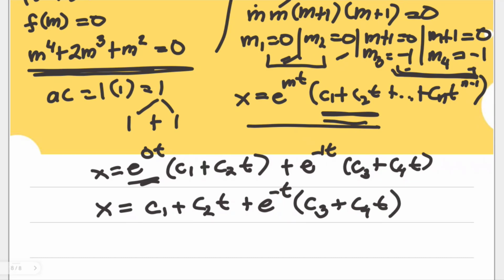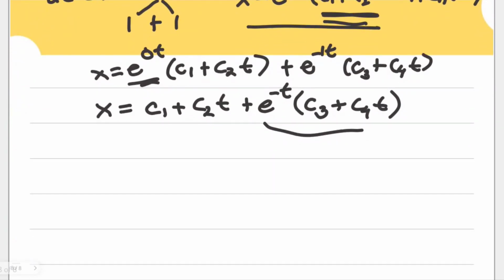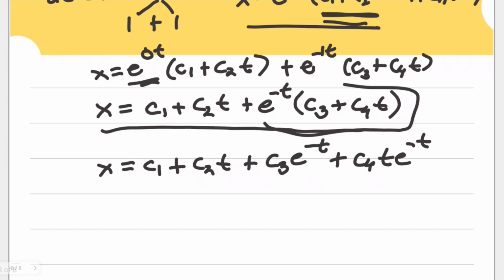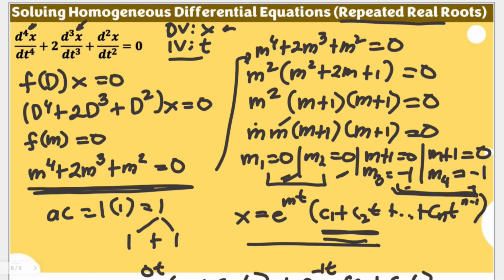Of course, you can always distribute that, but this is already okay. But if you really like to distribute that, you have c sub 1 plus c sub 2 t plus c sub 3 e to the power of negative t plus c sub 4 t e to the power of negative t. But of course, again, it's already okay to end up here. And here's the solution of our given homogeneous equation. Please be guided by the notation. x here is our dependent variable and t is the independent variable, same as what is already declared in the given. Thank you very much for watching.